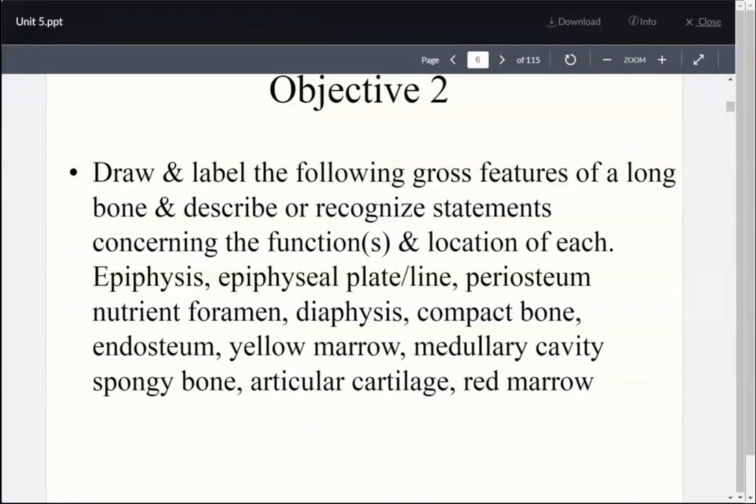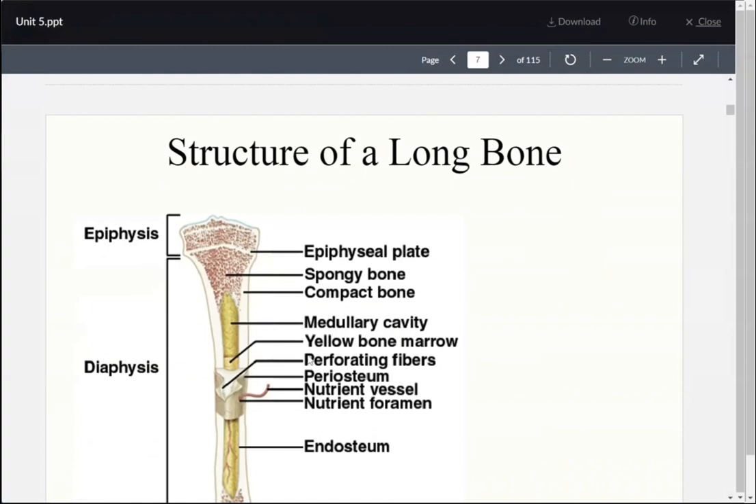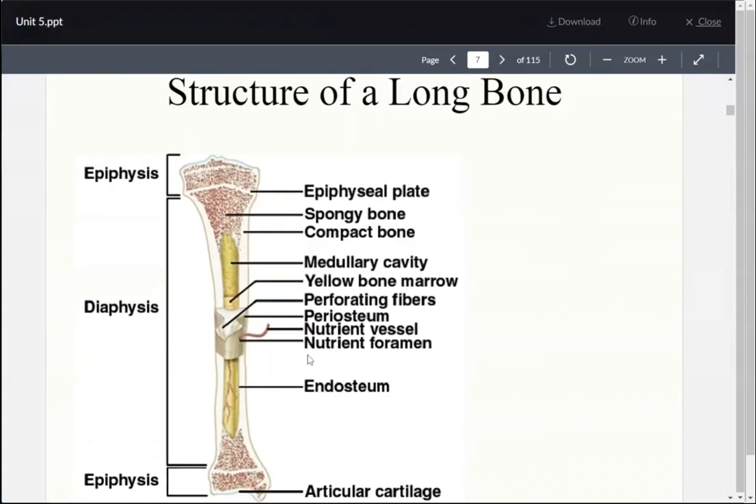Next, we're going to talk about bone structures and features. So, this is a long bone. A long bone is what you typically think of as a bone. You think of your femur, you think of your humerus, your radius ulna, tib fib.